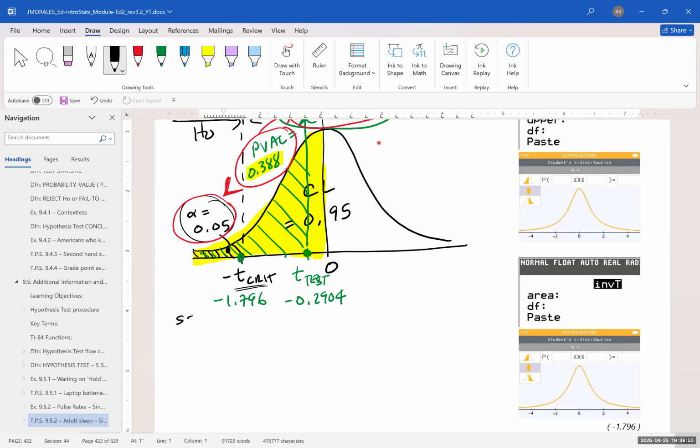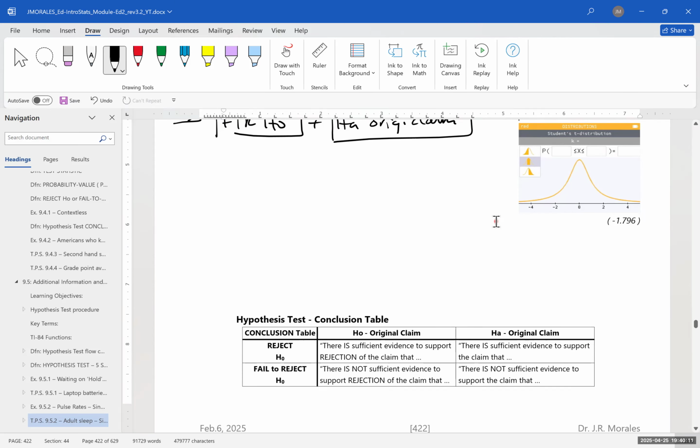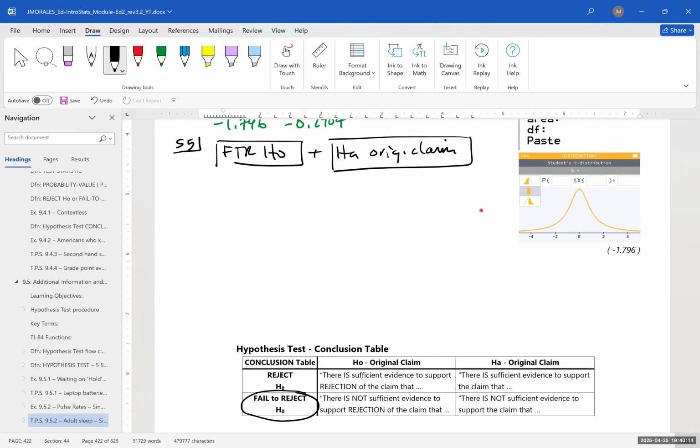So step 5 is to kind of put together what we've got. So we've got fail to reject the null, and the alternate hypothesis was our original claim. So let's see here. If we come down and we fail to reject the null, and the alternate was our original claim, then this will be our outcome to write our conclusion. So start writing it.